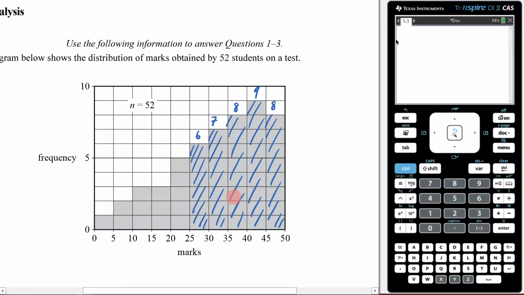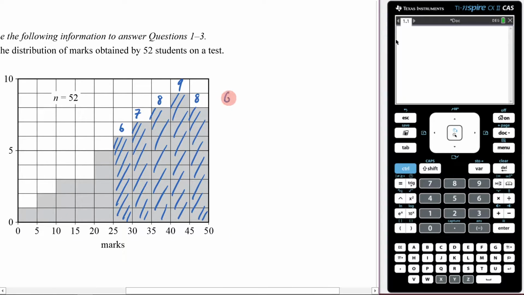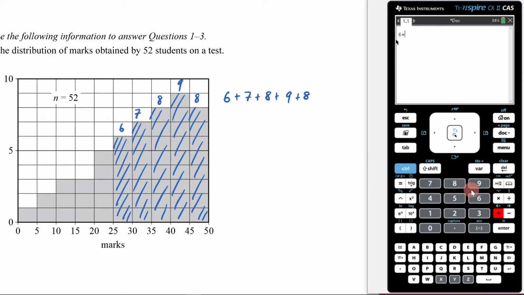So now what we're going to do is add up all these numbers. We're going to go 6 plus 7 plus 8 plus 9 plus 8. Don't be a hero, use your CAS. 6 plus 7 plus 8 plus 9 plus 8. That's going to be equal to 38.